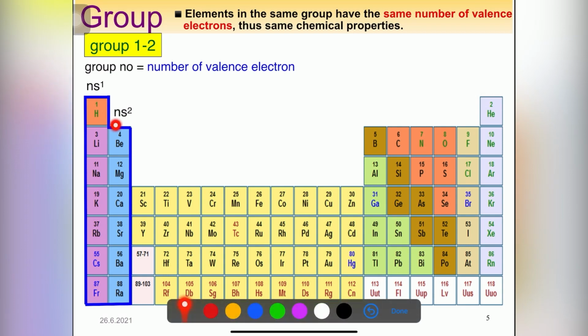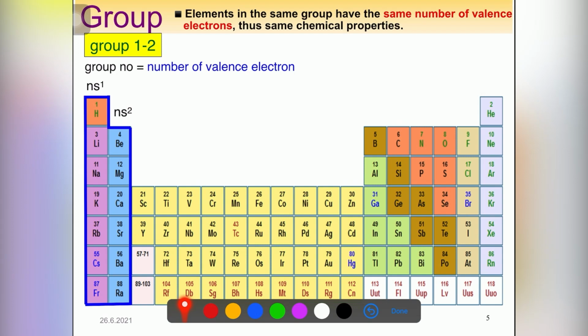Let's see group 2. The electronic configuration for group 2 is ns2. n is the principal quantum number. It refers to the highest n in the element. For example, beryllium is located in period 2. So the highest n is 2, and the electronic configuration for the valence electron is 2s2. There are 2 valence electrons. It shows that beryllium is located in group 2.